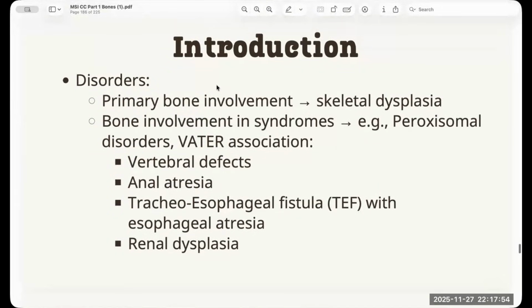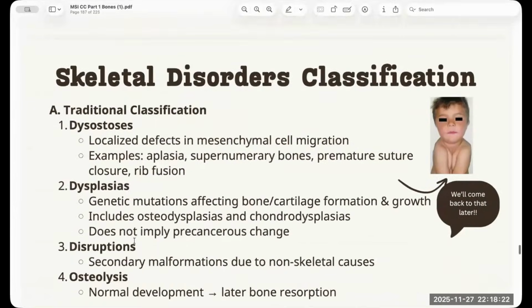The disorders are primary bone involvement, such as skeletal dysplasia, or bone involvement in syndromes such as paroxysmal disorders, and VATER association. VATER stands for these. So V for vertebral defects, A for anal atresia, T for tracheoesophageal fistula, with the esophageal atresia, and R for renal dysplasia. Okay? Now the skeletal disorders classification are as seen here.